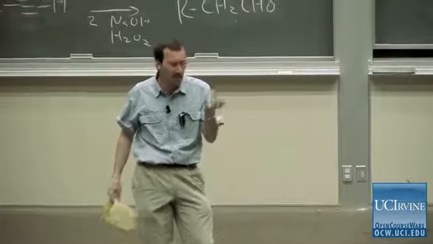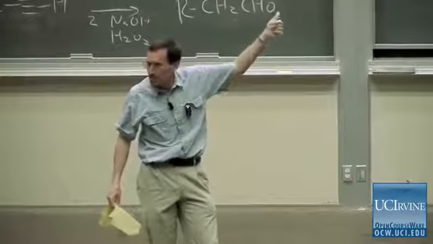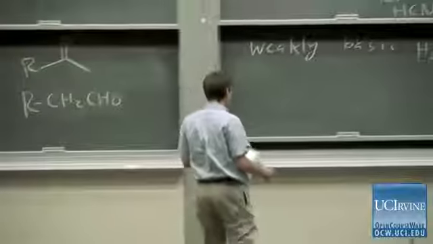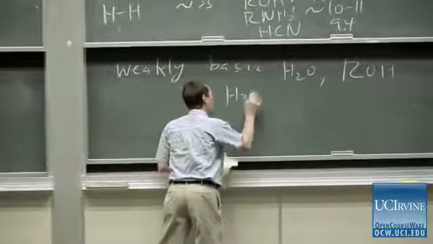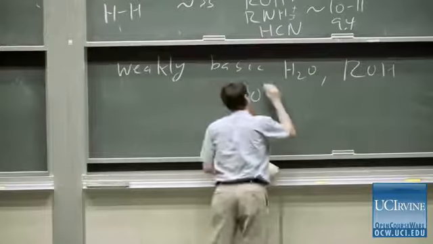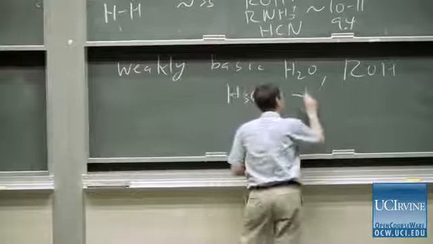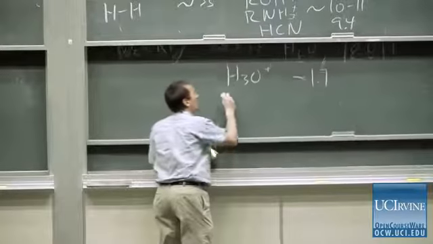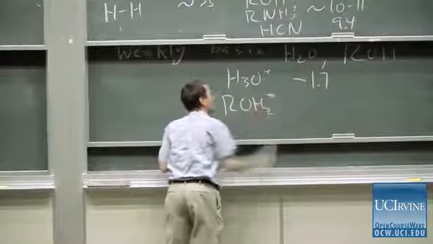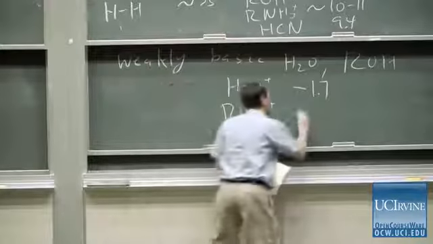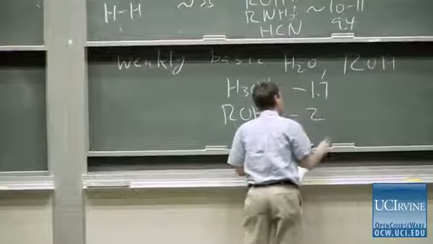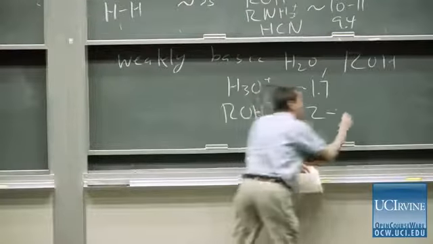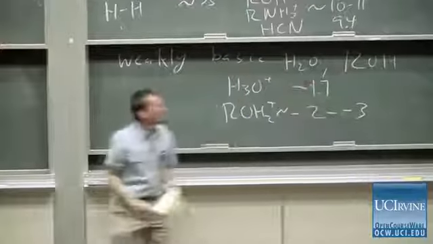If I'm thinking about water as a base, not as an acid, as we just did, but as a base, I need to think of the conjugate acid of water, the hydronium ion, H3O+. The pKa of the hydronium ion is -1.7. If I want to think about the conjugate acid of an alcohol, the conjugate acid is ROH2+. Now we're talking -2 to, and again, these are approximate values, so I'll use a little tilde, approximately -2 to -3.